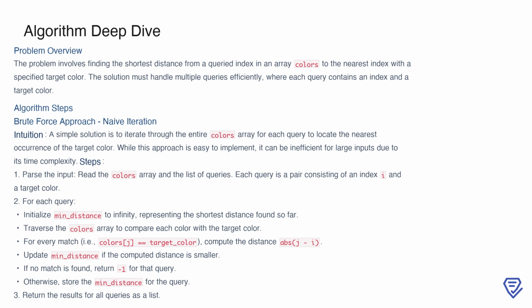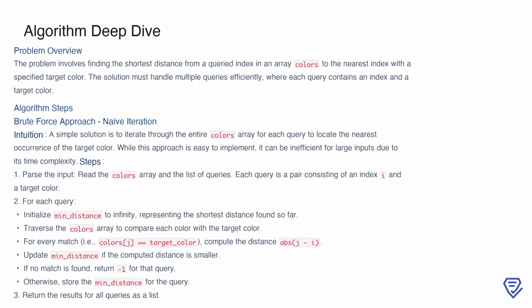Then, iterate through the colors array, checking each index to see if the color matches the target color. If it does, calculate the distance using the absolute difference between the current index and the query index. Update min_distance whenever a smaller distance is found. If no matching color is found after iterating through the array, return -1 for the query. Otherwise, store the smallest distance and repeat the process for all queries. Finally, return the results as a list.